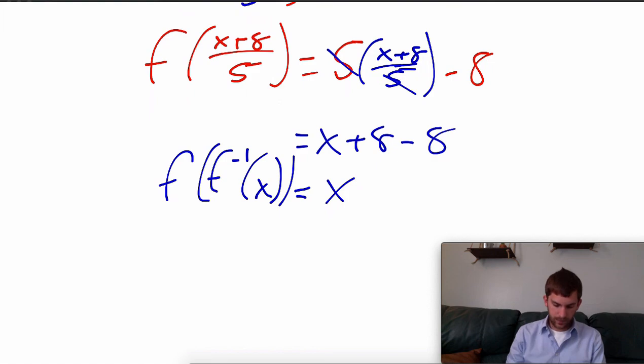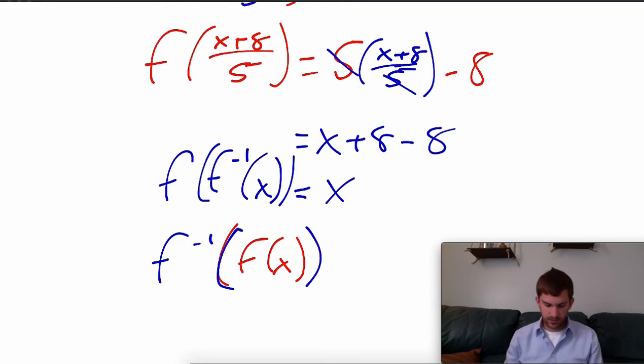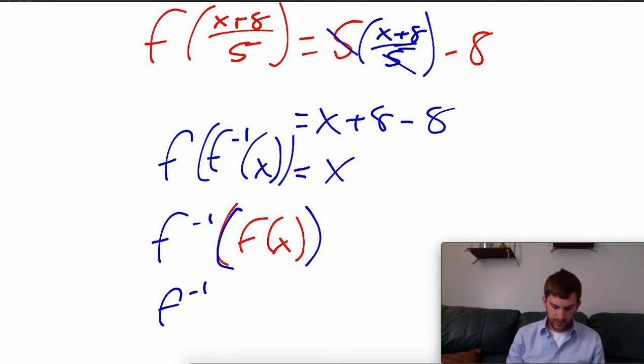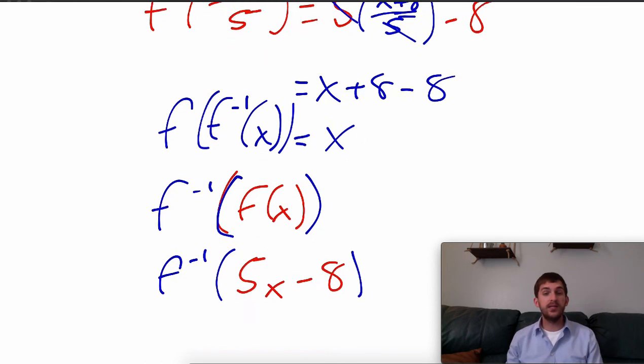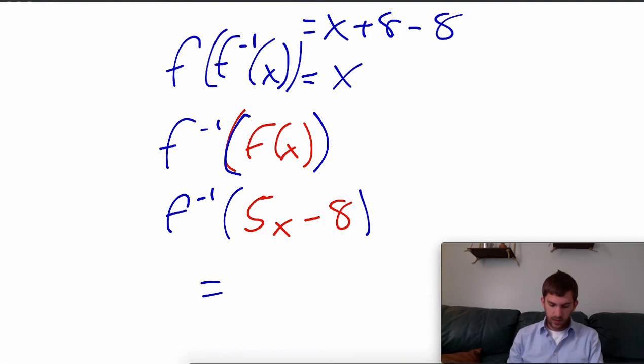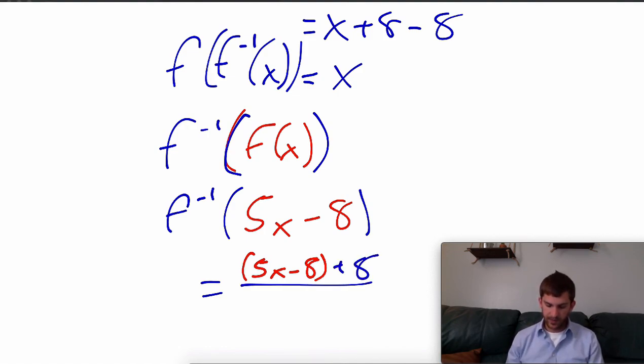So now we're going to try f inverse of f of x. So we're going to plug in function f of x into f inverse. So we have f inverse of 5x minus 8. So we're going to plug in 5x minus 8 into the inverse function. So instead of x up top, we're going to have 5x minus 8. And then we're replacing that in the inverse function. We still have that plus 8, and we're going to divide it by 5.